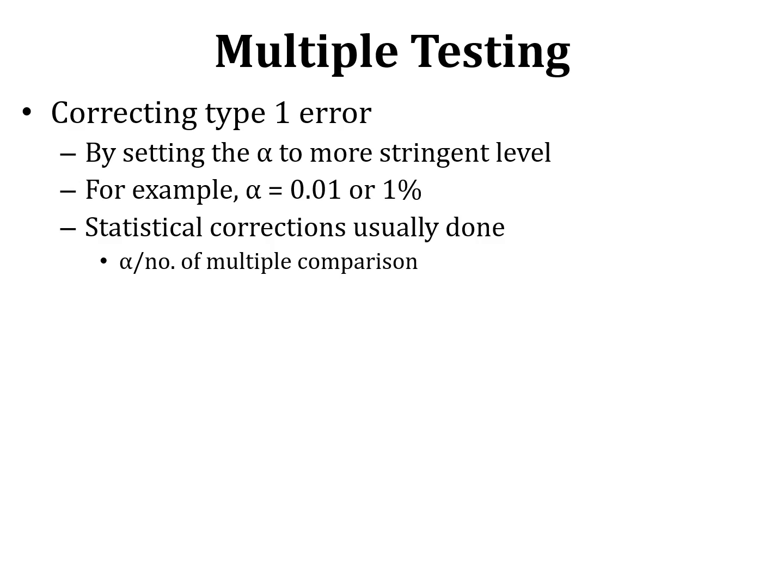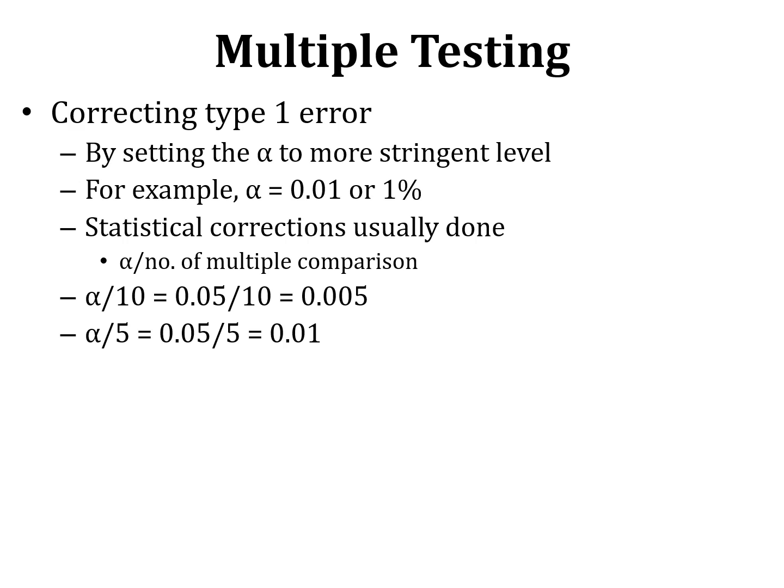So these statistical corrections are usually done by dividing the level of significance by the number of multiple comparisons that you perform. So if the number of multiple tests that you're performing is 10 and your alpha level is the usual default level, which is 0.05, then 0.05 divided by 10 is 0.005. So this is your new level of significance. Now you're going to reject the null hypothesis at 0.005 level instead of 0.05.